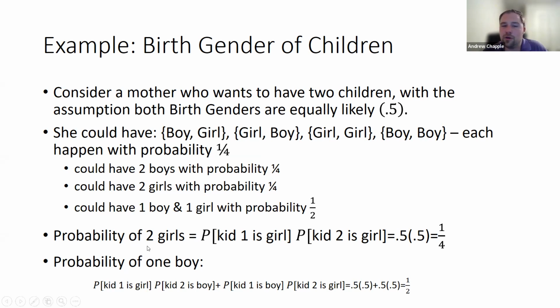The probability of 2 girls here is the probability that the first kid is a girl times the probability that the second kid is a girl, which is 0.5 times 0.5, which is 1/4. So they end up working out. They're independent events. The probability of 1 boy, you can also calculate: it's the probability that kid 1 is a girl and kid 2 is a boy, or kid 1 is a boy and kid 2 is a girl. So those are the options. 0.5 times 0.5 plus 0.5 times 0.5, that's 1/2.